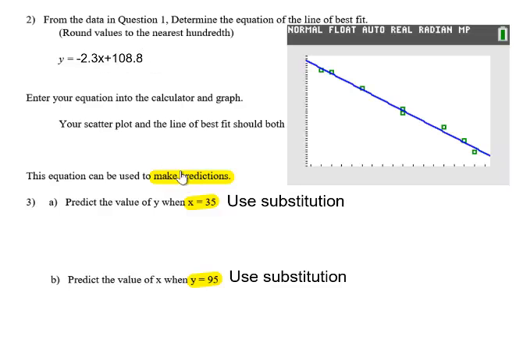Okay, now that we have the line, all we need to do down here, we're going to use that line to make predictions. So predict the value of y when x equals 35, and for b, predict the value of x when y equals 95. All right, so since you have the line, all we have to do is use substitution. First, you're going to plug in your x right here to get out your y, and then you're going to plug in your y for here to get out your x. Just use a few algebra rules and you'll have your x and y.